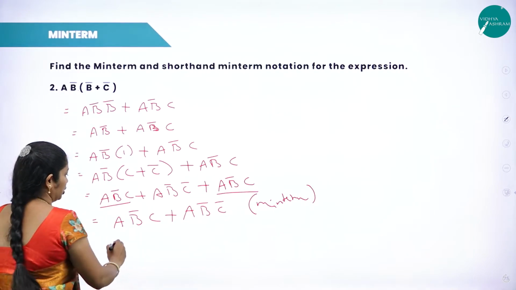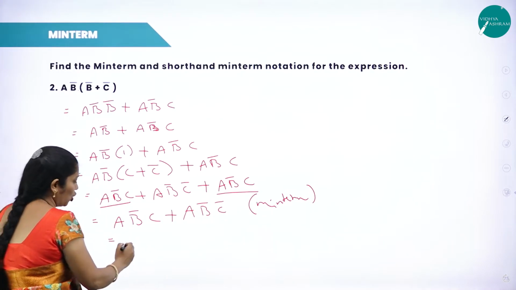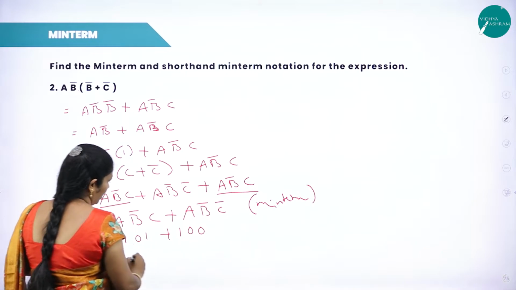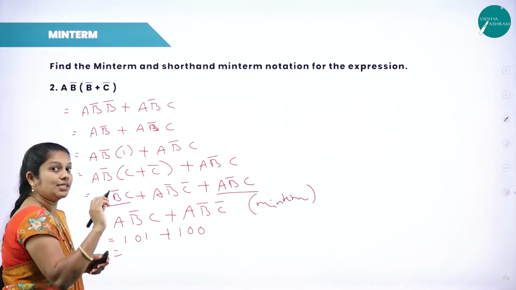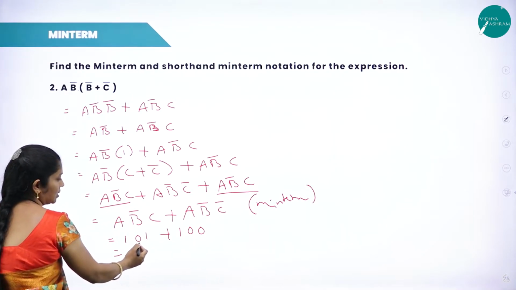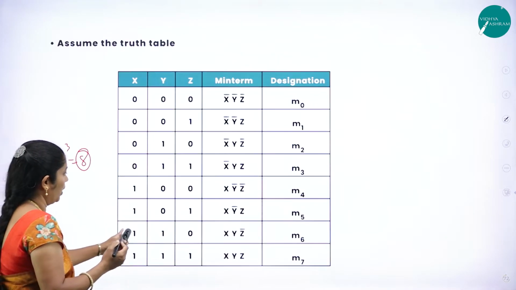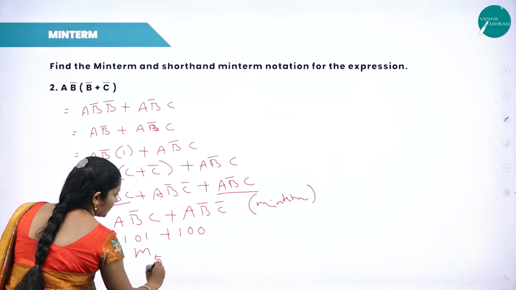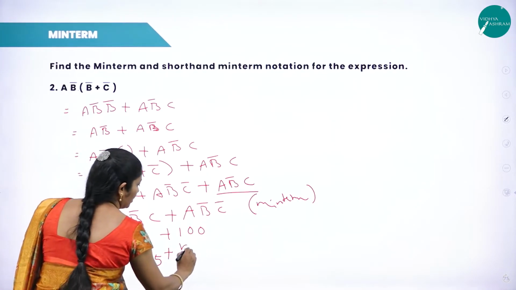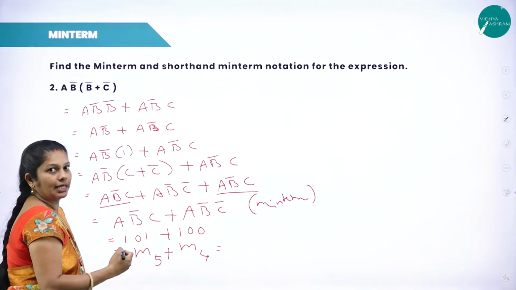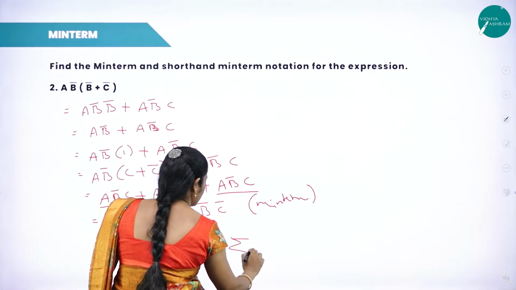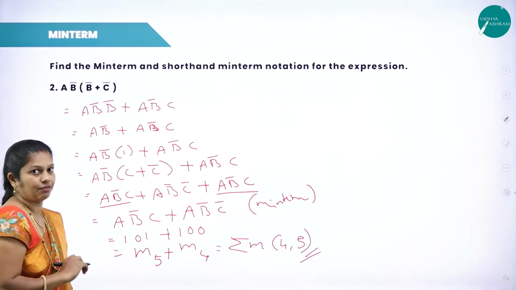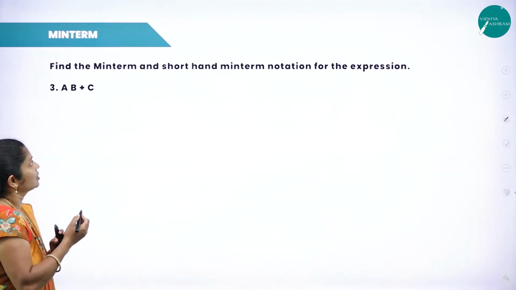Now to find the shorthand notation, write 1 for a variable that does not contain a complement: 1 0 1 plus here 1 0 0. Now what is the designation? 1 0 1 is nothing but M5. Here we will write M5. 1 0 0 is M4. Then to represent that in shorthand notation, sigma small m of 4, 5. This is the shorthand notation for the given expression. Now is it clear? Next we will solve one more problem.